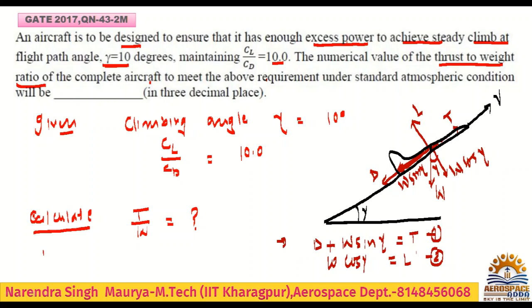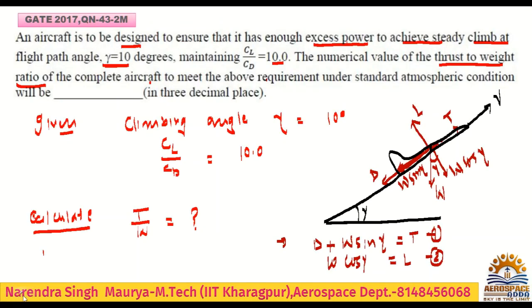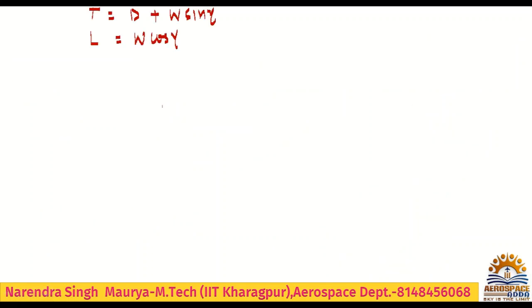All right. Remember, CL by CD is given here. Okay. Now I can write the same equation once. Thrust is equal to drag plus W sin gamma, and lift is equal to W cos gamma. Am I right? L equal to W cos gamma. Okay. So for thrust to weight ratio, better you calculate the value of weight and divide in the equation.